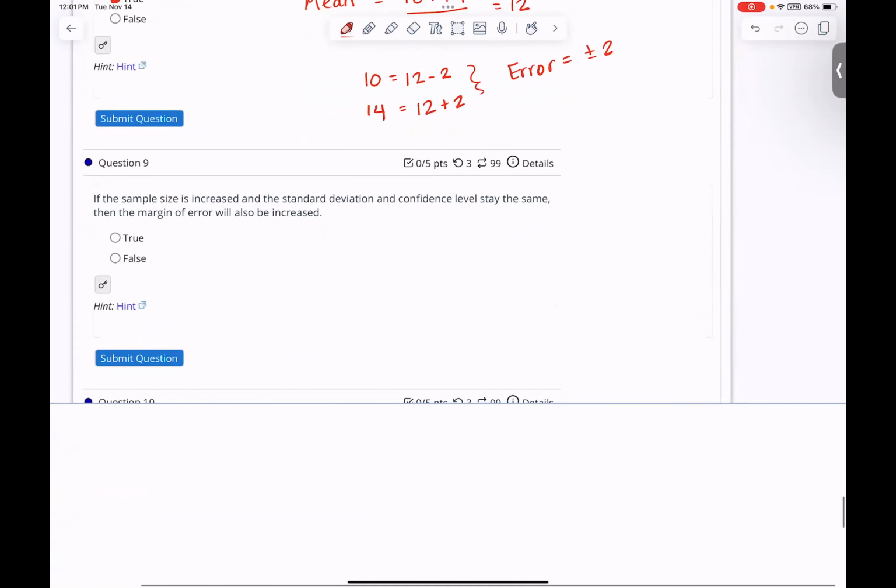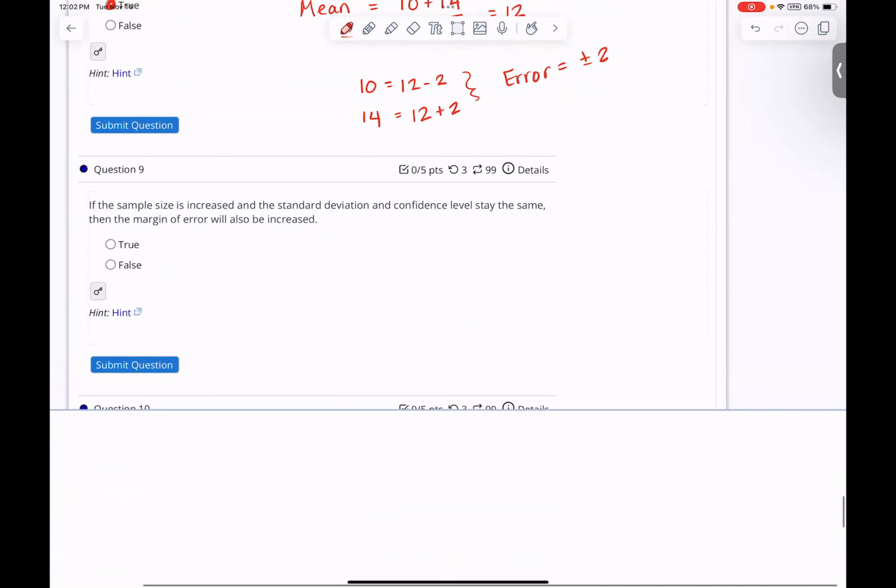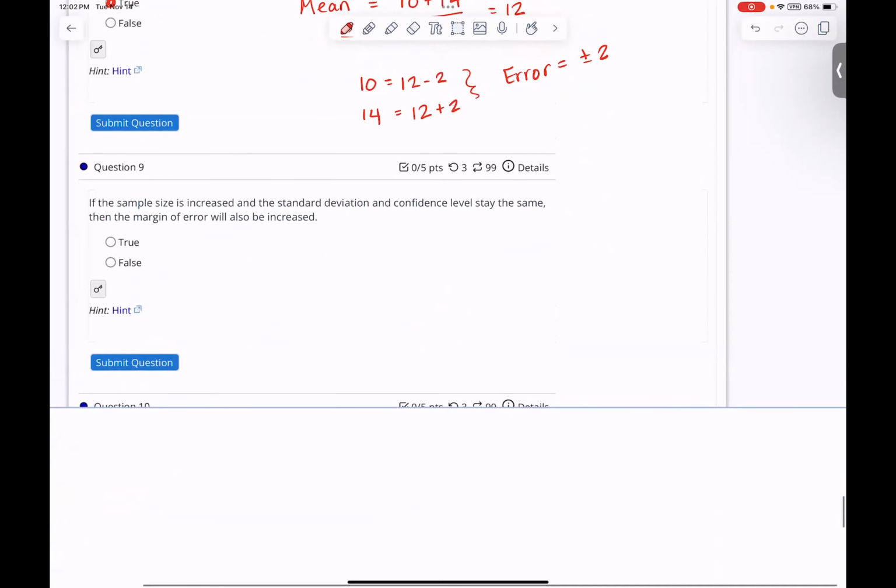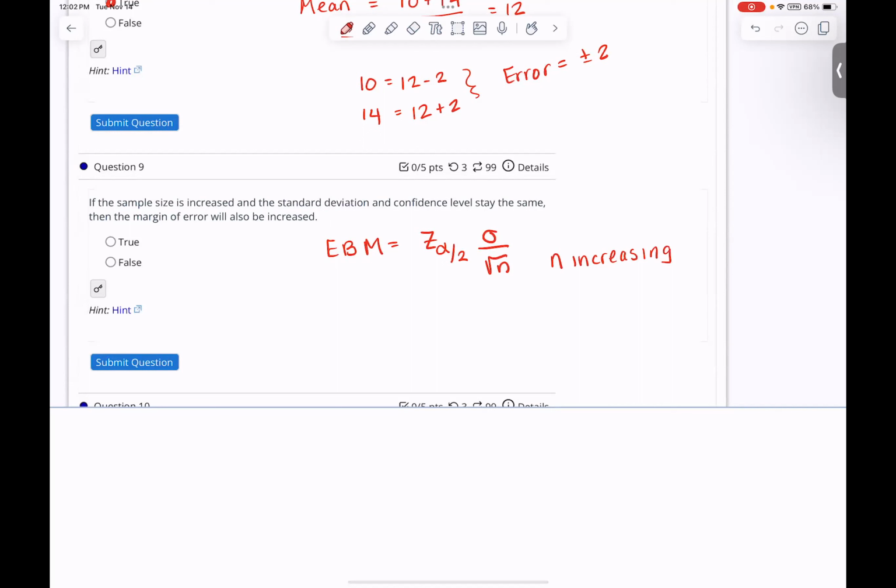All right, question 9. If the sample size is increased and the standard deviation and confidence level stay the same, then the margin of error will also be increased. Okay, so the formula for the error bound of the mean is Z sub alpha over 2, which depends on your confidence level, times sigma over the square root of n. So if the sample size is increased, then the EBM will go down.